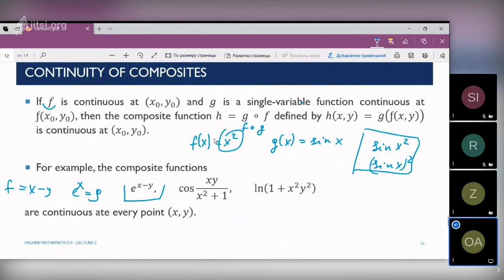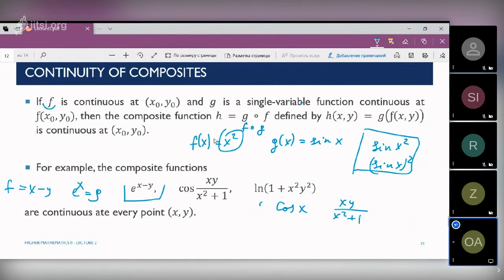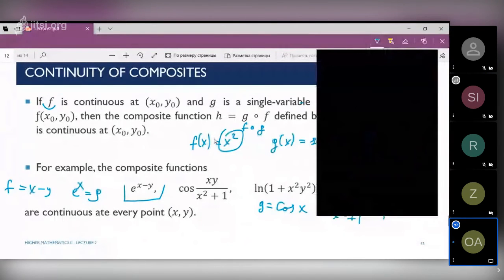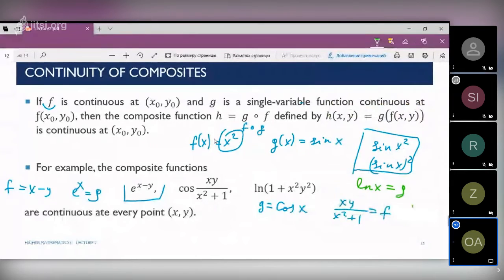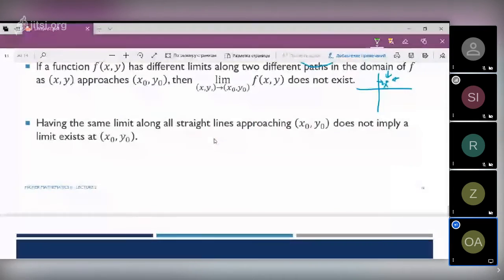So this is g. For this one, we have y over x plus y, which is f. It is continuous at this point because f is a double variable function and g is a single variable function. For the third one, this is a logarithm. The logarithm is g and f will be 1 plus x squared.